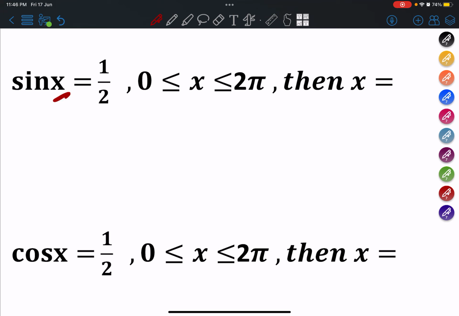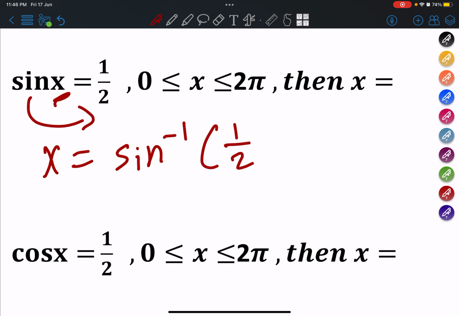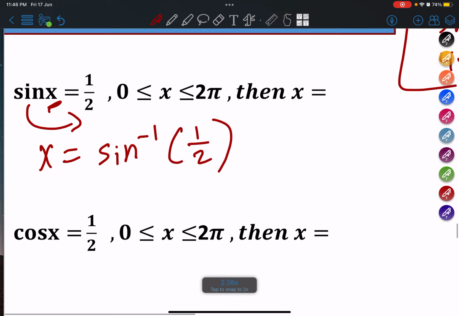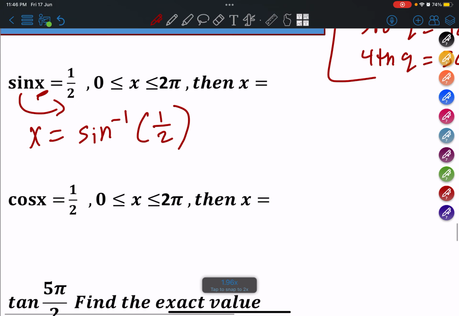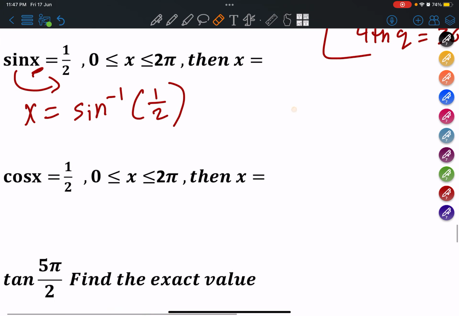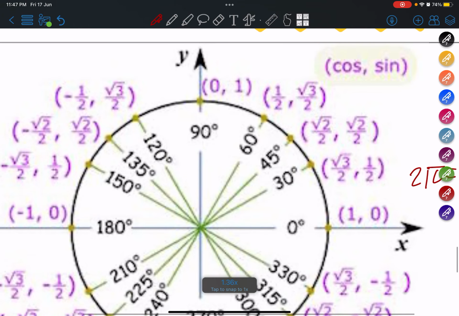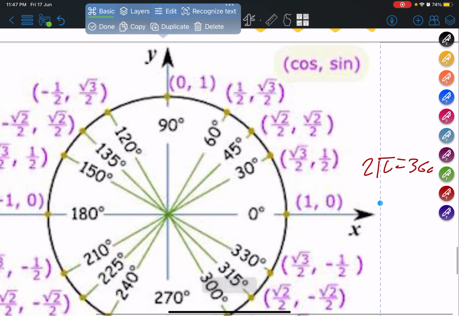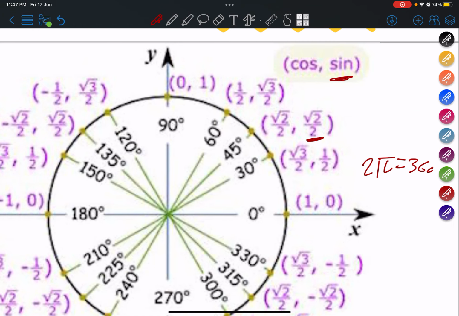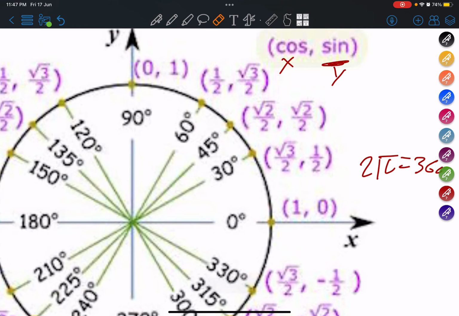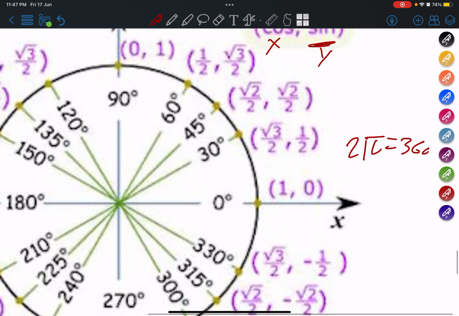So we want the value of x, right? So we'll have to write x, which is equal to, we put sine to the other side, which means we make it inverse. So sine inverse of 1 over 2, okay? So what is the sine inverse of 1 over 2 in the entirety of the unit circle? If we go down here, we see that we want the sine. If we name this x and this y, we have to be in the y section. So we see that y is present in 30 degrees.